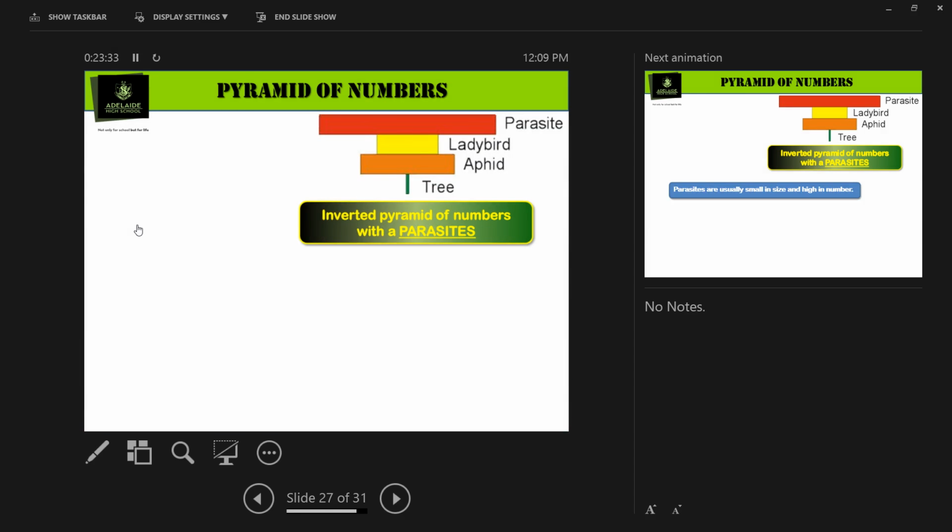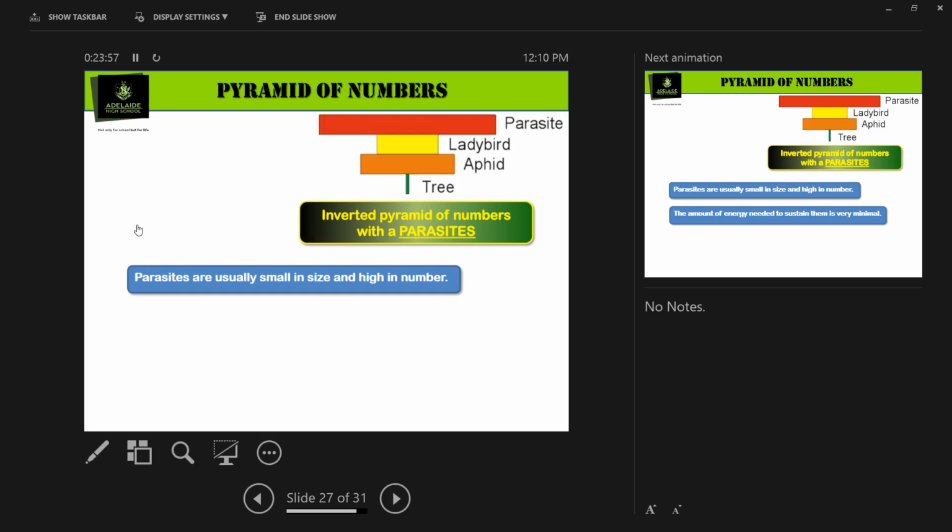This is also equally the same thing. You have an inverted pyramid of numbers with a large producer, and the fact at the top here, just imagine this, you have a skinny bar supporting a big one on the top, right? So we are dealing here with parasites. But think about it. What is the size of a parasite? Is it big or is it small? It's microscopic, it's small. So how can it support?